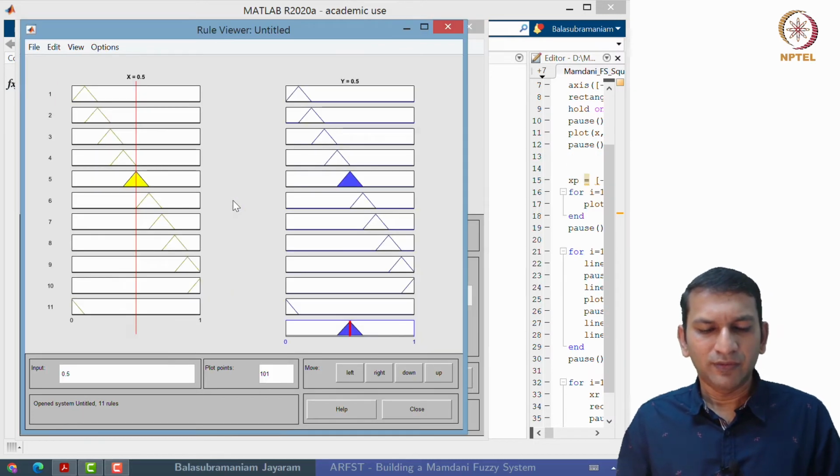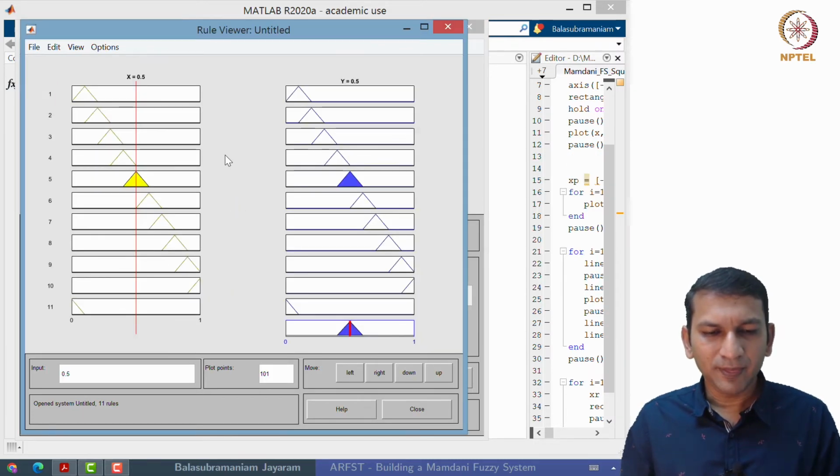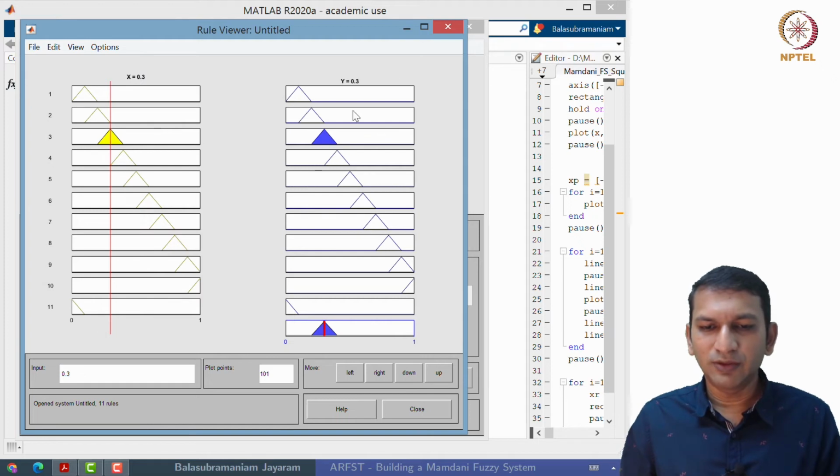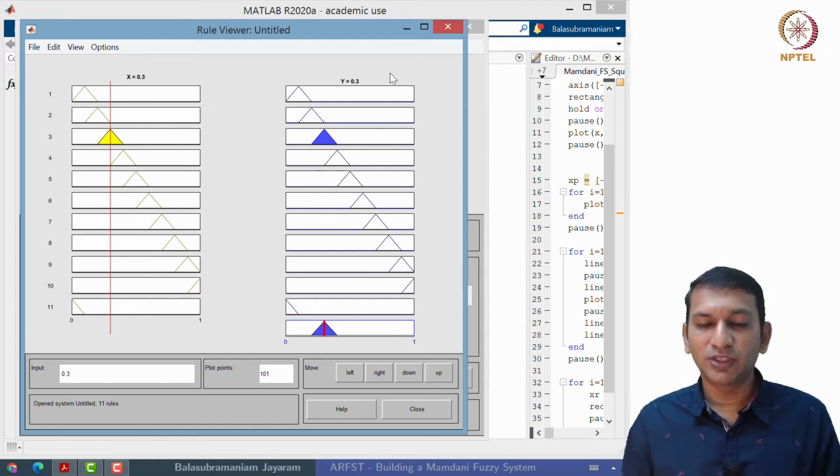So now, when we come here, this is one quick way to give an input and find out what the corresponding output is. When X is equal to 0.5, we get 0.5. Now, if X is equal to 0.3, you see here, Y is also equal to 0.3. So this is exactly what we wanted. We wanted to approximate the identity function.